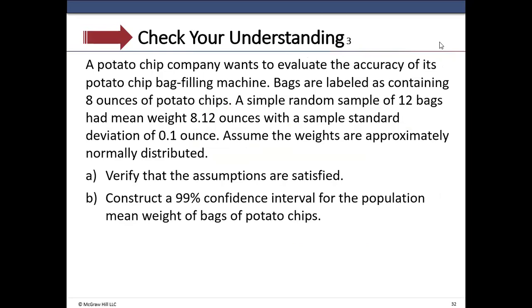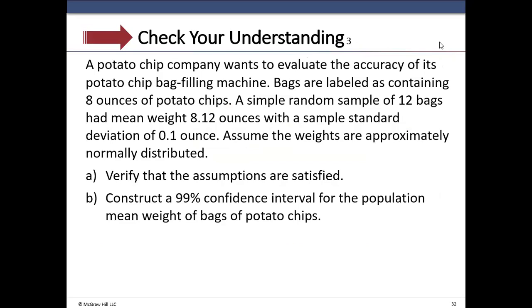Let's do this problem. A potato chip company wants to evaluate the accuracy of a potato chip bag filling machine. Bags are labeled as containing 8 ounces of potato chips. A simple random sample of 12 (12 is less than 30) had a mean weight of 8.12 ounces with a sample standard deviation of 0.1 ounce. Assume that weights are approximately normally distributed.